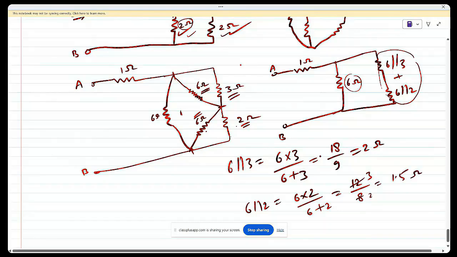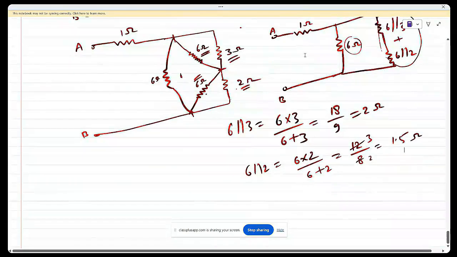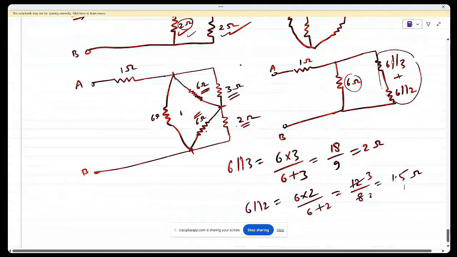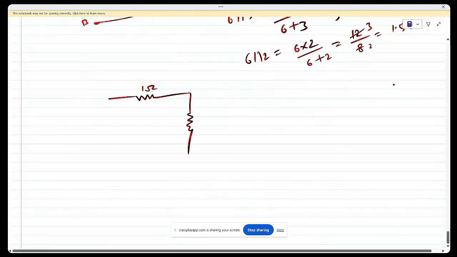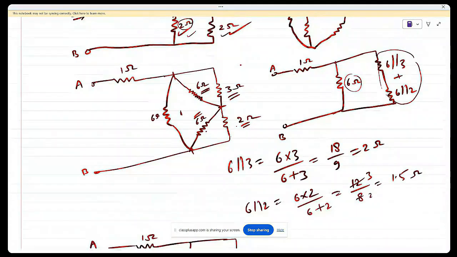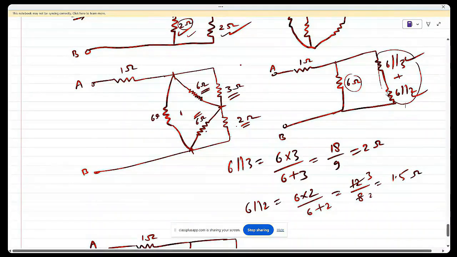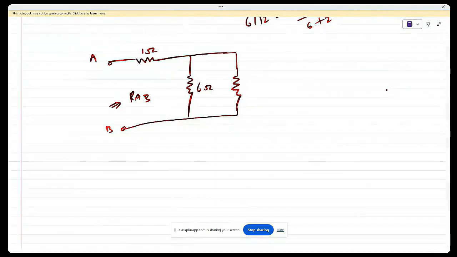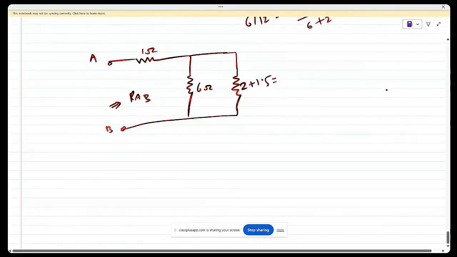Okay, now your next step will be this is 2 ohm, this is 1.5 ohm. So next step will be 1 ohm, 6 ohm, and this is A, this is B, this is RAB. This parallel is what? This plus this, 2 plus 1.5, which is nothing but 3.5. Now the next step will be, you can write directly RAB is equal to start from here.